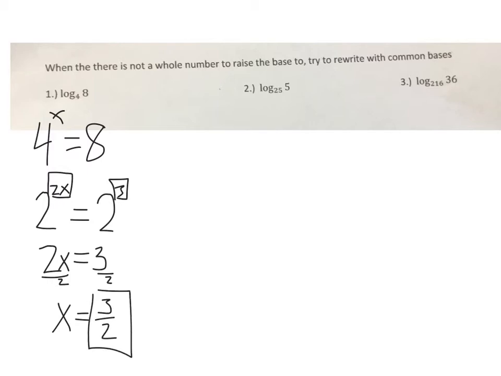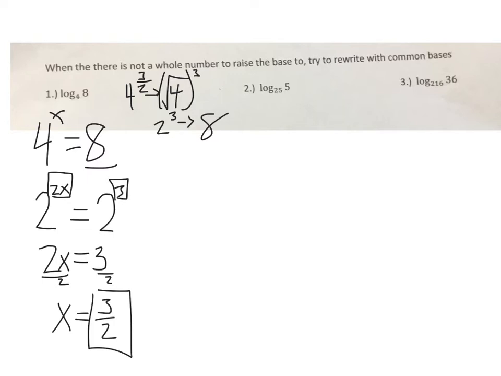Now I'm going to show you why 3/2 works. You don't have to do this part. This is just showing you why it makes sense. If I did 4 to the 3/2, remember we can rewrite that as the square root of 4 cubed. Well, the square root of 4 is 2. 2 cubed gives me 8, which is the number that we wanted. So that's kind of why it has to be a fraction.